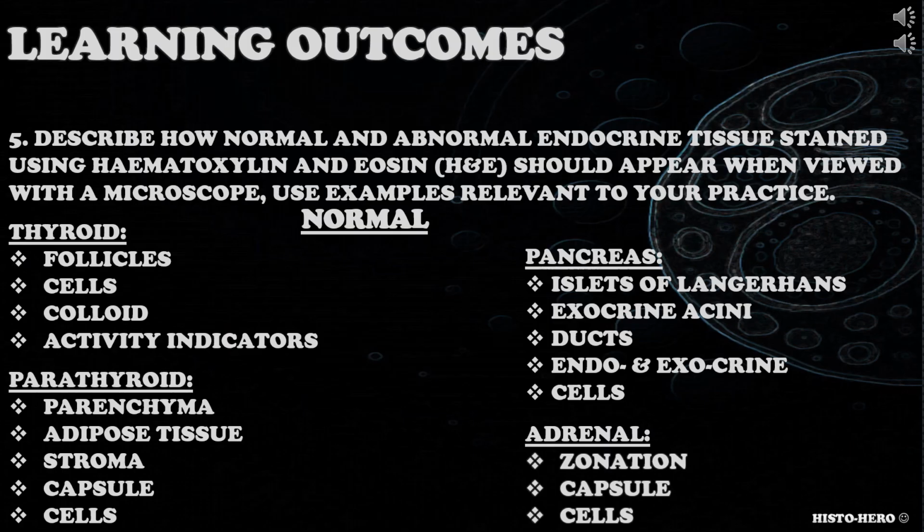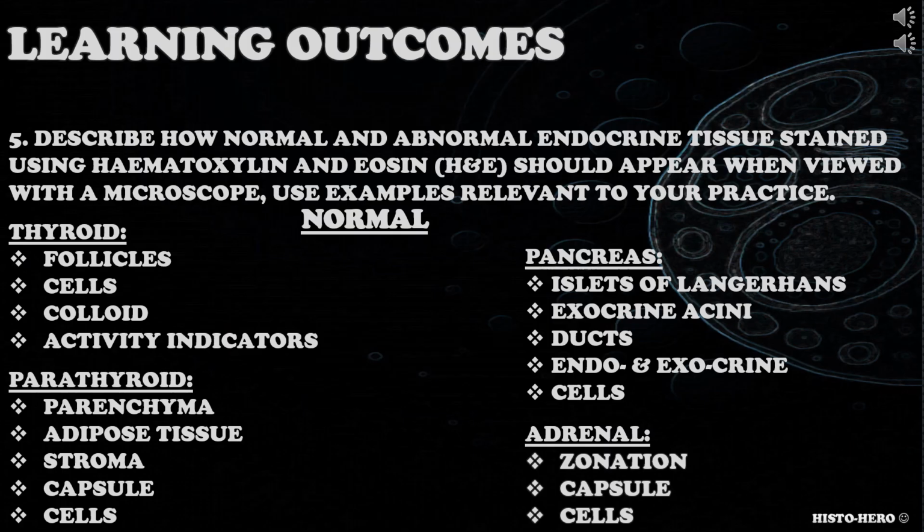Consider thyroid follicles, presence of eosinophilic colloid, types of cells like follicular cells, C cells, activity indicators like amount of colloid and shape of follicles. Consider parathyroid and its composition of endocrine parenchyma, adipose tissue that increases with age, and fibrovascular stroma, capsule, types of cells like chief cells, oxyphil cells.